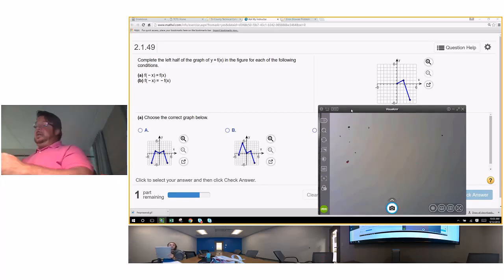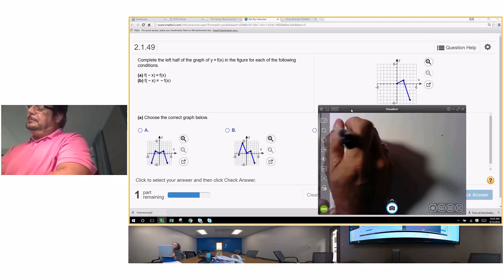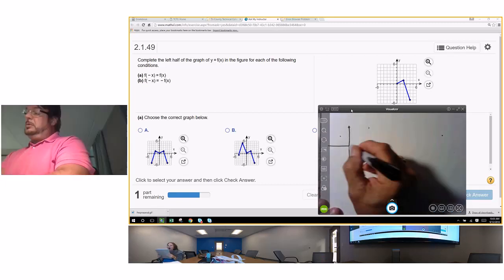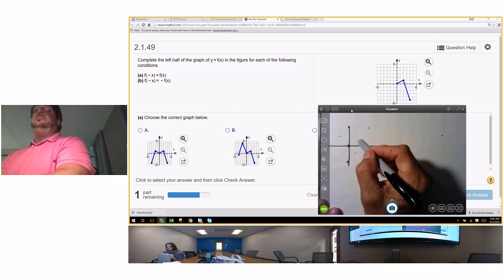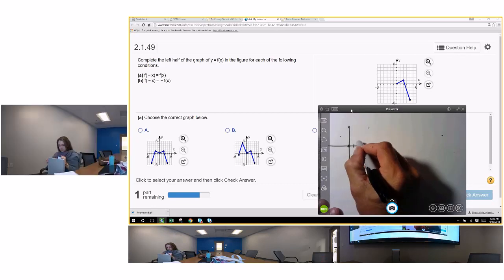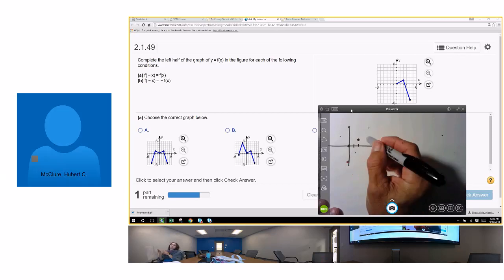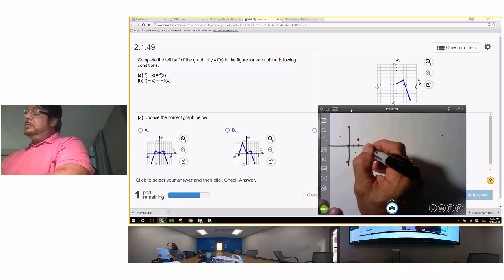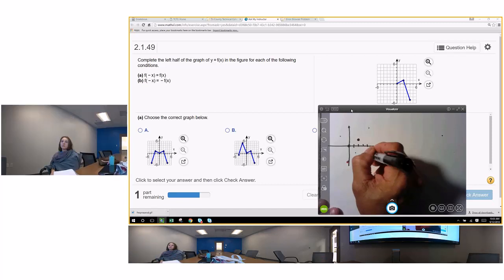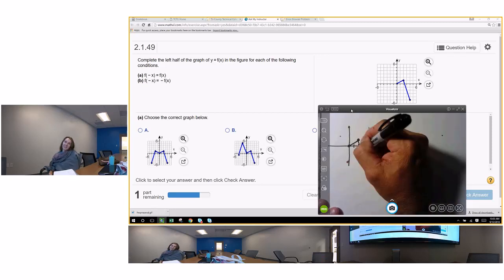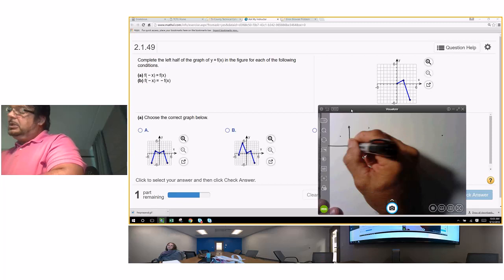We've got a graph, and we've got a point right in the origin, and then we're going up to 2 and 1. And then we're going down to 4 and -5. Going down to 5, there we go. So that's what that looks like.